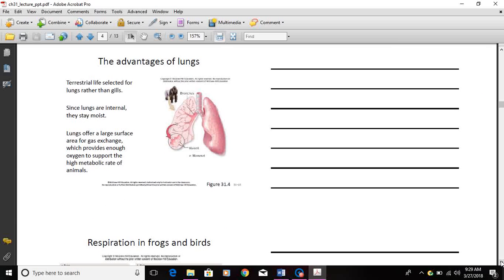So having lungs really does make living on land a little bit more efficient. They're internal, they stay moist, they have a large surface area because of all those little folds and all those little air sacs that are in there. If you were to take your lung out and iron it out, it would be like 11 square feet or something like that, is what I read in an anatomy book one time. So really, really large surface area. And that's good because we want to have as much opportunity for that gas to make contact with that surface to exchange as much carbon dioxide and oxygen as possible.